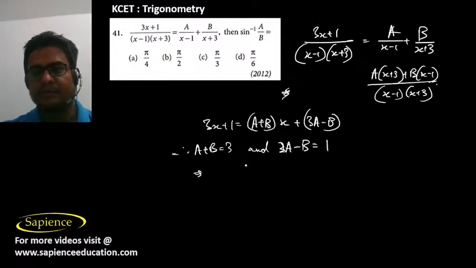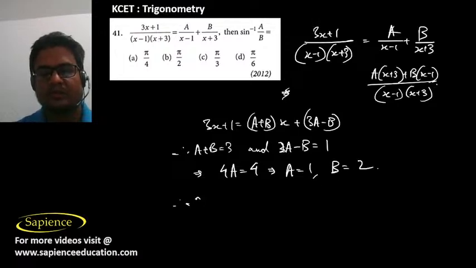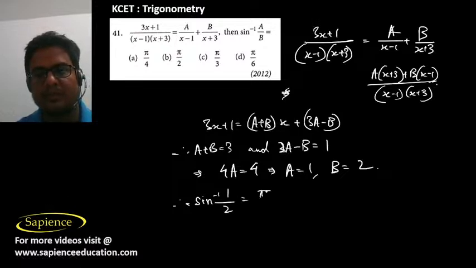So if we add them, we will get 4a equal to 4. So a is equal to 1 and b should be equal to 2. Therefore sine inverse of a by b is equal to sine inverse 1 by 2. Sine inverse 1 by 2 is equal to 30 degrees, which is pi by 6. So option D is the correct answer.